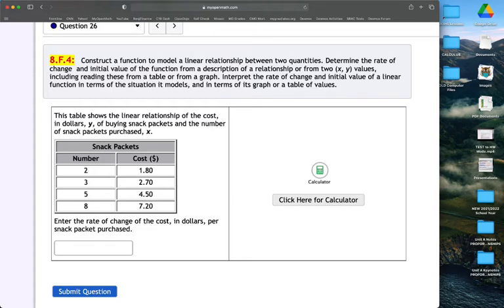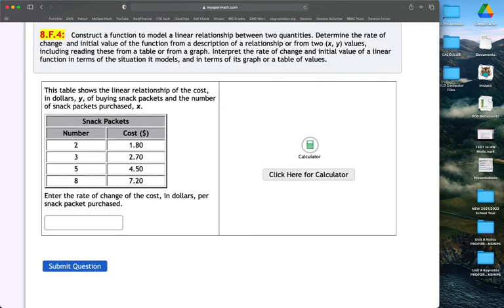Continuing with the standard 8.F.4, where we are trying to construct a function to model a linear relationship between two quantities, there are times in this standard where we may only be asked for the rate of change or the initial value. But in this particular problem, we can see that we're only asked to find the rate of change. Remember, rate of change can be thought of as the slope. So to find the slope, it is the change in output or the change in y values. These would be the y values. These would be the x values.